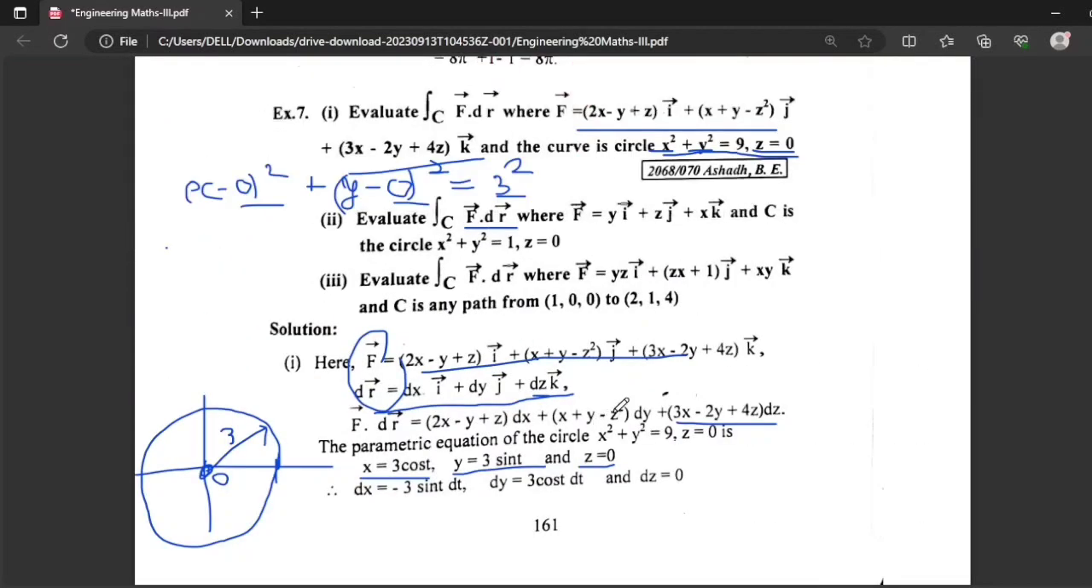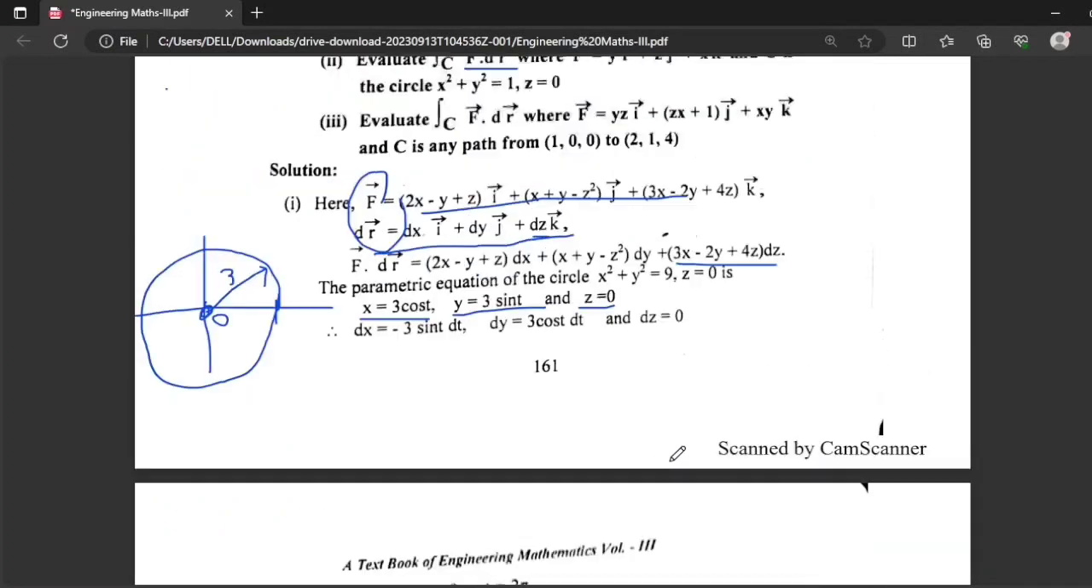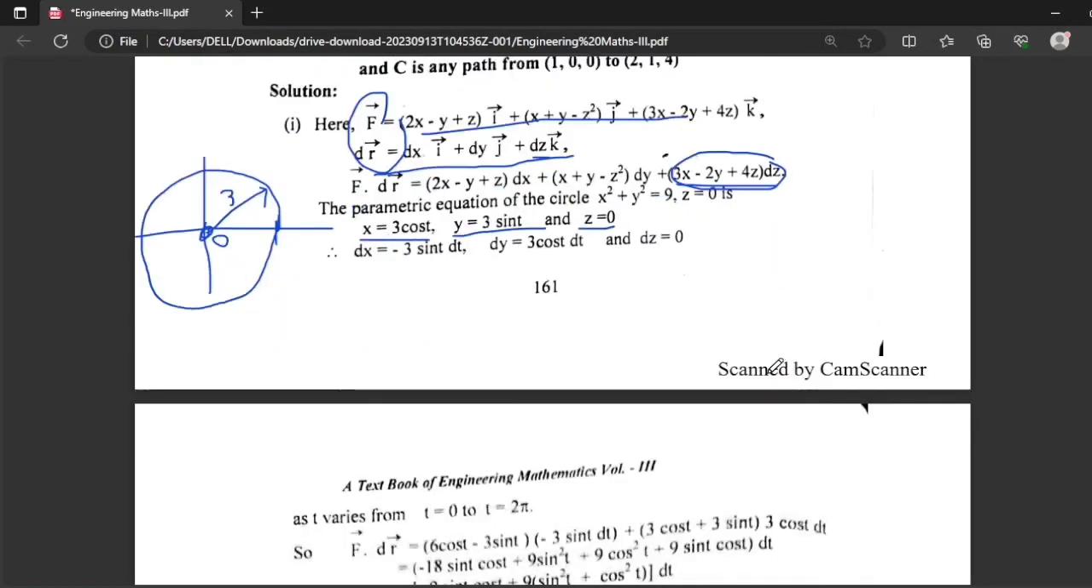Now since z is 0, the derivative of 0 is also 0, so dz is 0 and the whole k term will be 0. Since z is 0, the z terms will also be 0. So what remains is 2x minus y.